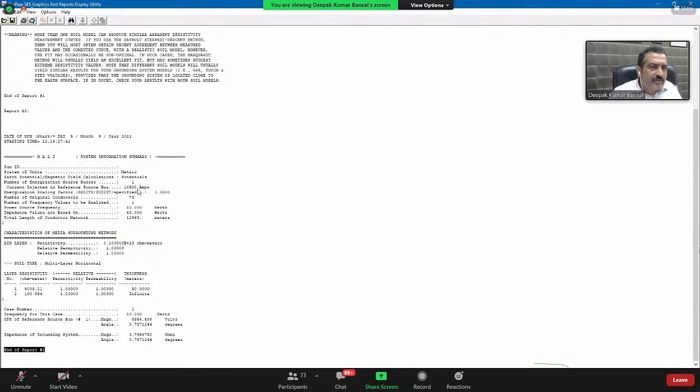So 10,500 amps current we have injected in the earthing grid. 50 hertz is our frequency, and the total length of conductor is 12.9 kilometers. The soil data we have taken is two layers. First layer is 4,000 ohms. Second layer is 190 ohms. And the thickness of the first layer is 50 meters, and the second layer definitely takes infinite. The last layer it takes as infinite. If there is no layer beyond this, then it will take the last layer as an infinite layer.